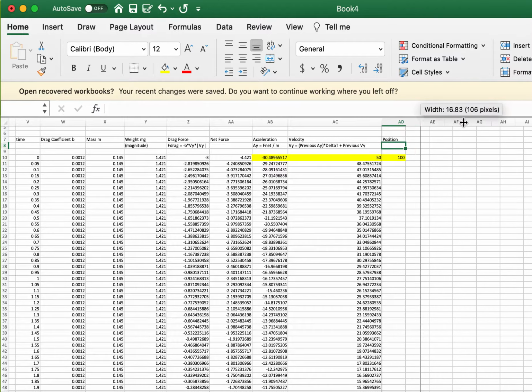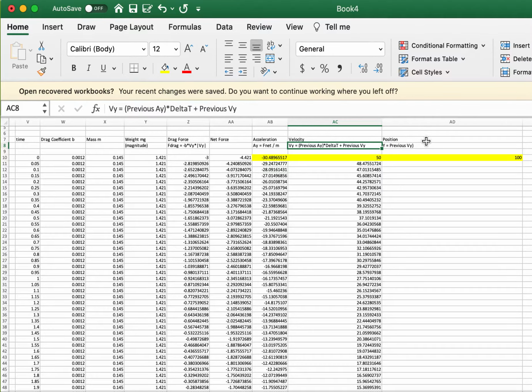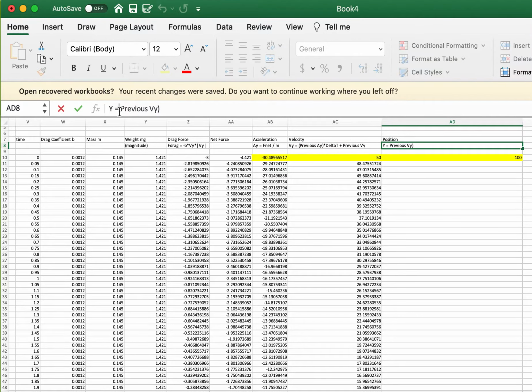So you just want to do it the same way as I did it before, which is the new y equals the previous velocity times delta t, and then plus previous y.